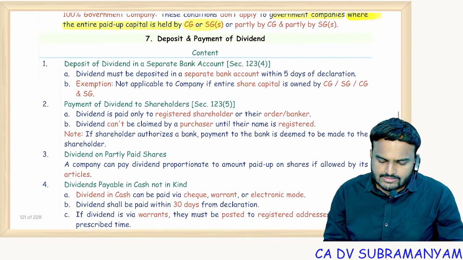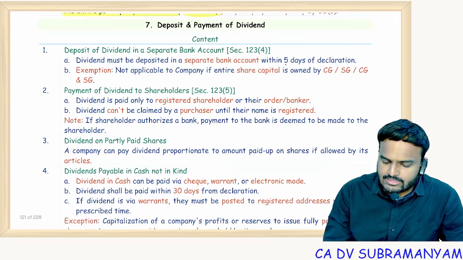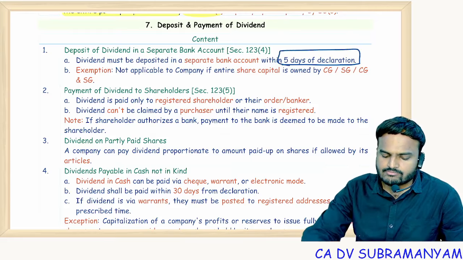Before that, you can see here deposit and payment of dividend. Just now I told you. So once dividend is declared, within 5 days of declaration, transfer them to separate bank account.